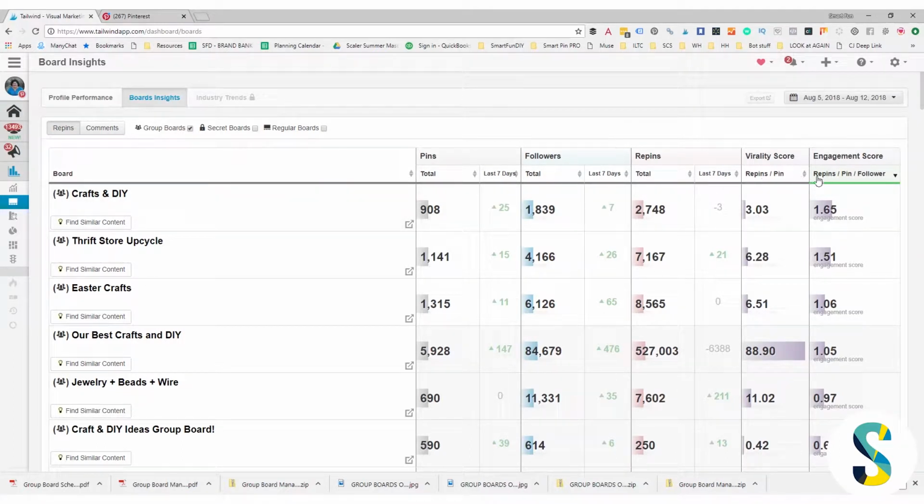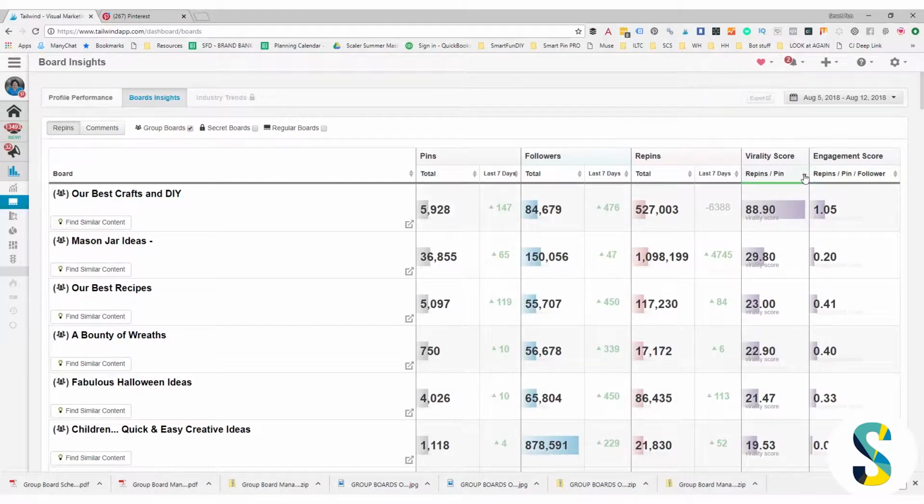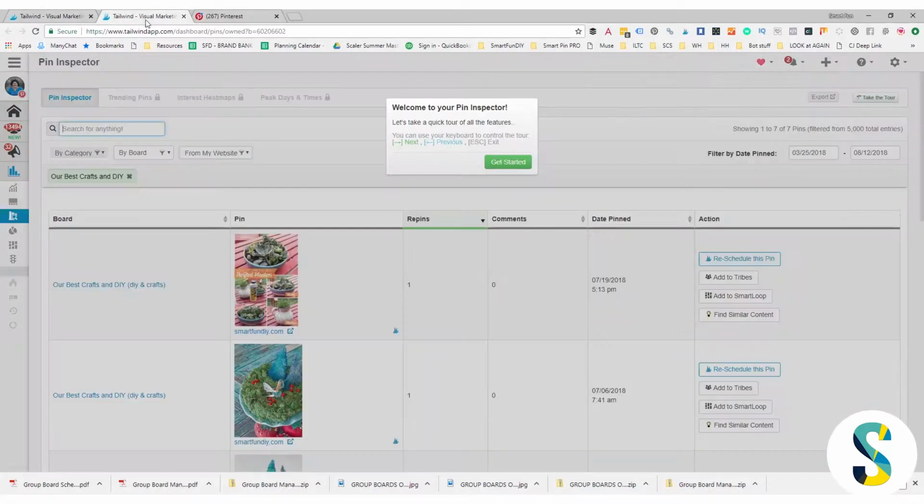The first thing we want to look at is the repins per pin. What boards are getting the most repins per pin? Our best crafts and DIY is getting a lot of repins per pin. I believe that's mine. No, that's not my board, that's someone else's board. Okay, so that looks really good. And then the engagement score is 1 repin per follower. So if you were to divide that all out, an engagement score of 1 is pretty darn good.